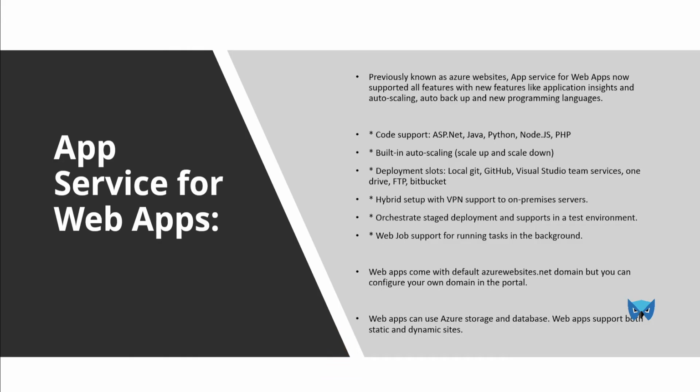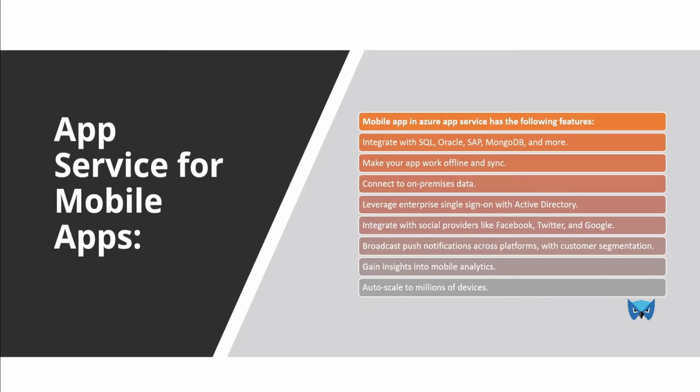At the same time, deployments are also available from Visual Studio, GitHub, Git, local Git, Bitbucket, and FTP. You can set up hybrid with VPN support to on-premises servers, and there is web job support for running tasks in the background. Web apps can also use Azure storage and Azure database, for both static and dynamic websites.